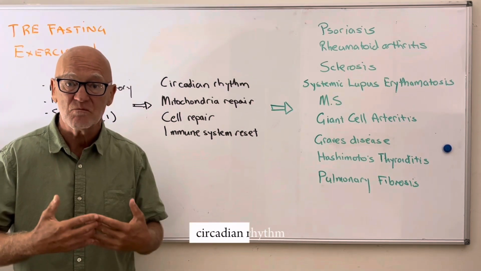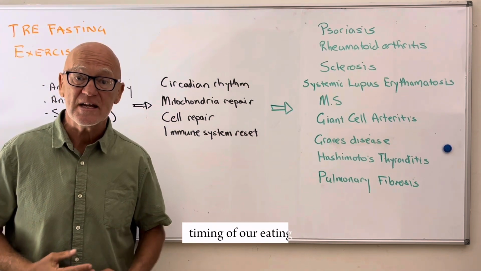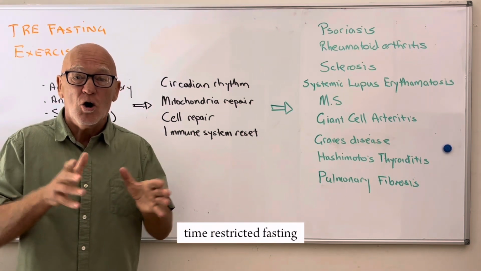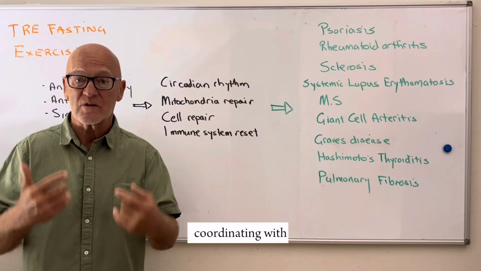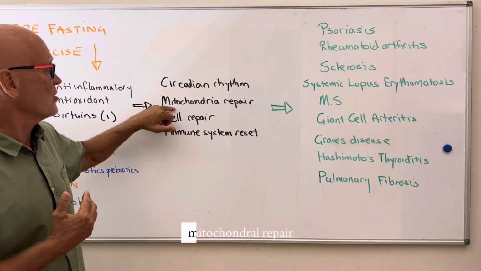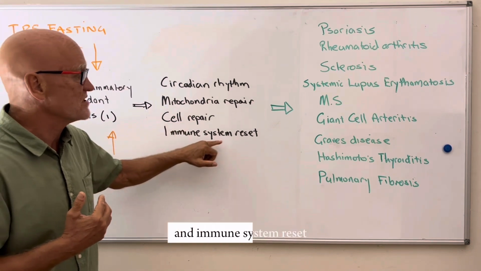So getting our circadian rhythm, getting the timing of our eating, getting the timing of our exercise, getting the time-restricted fasting, all built in. So it's all coordinating with one another and each other. So we've got improved circadian rhythm, mitochondrial repair, cell repair, and immune system reset.